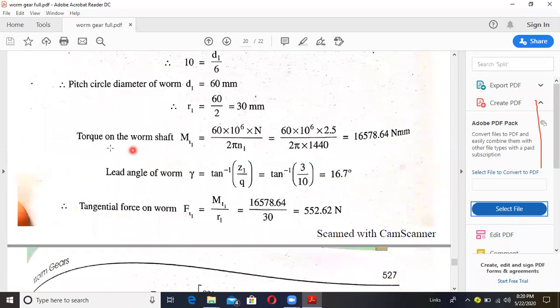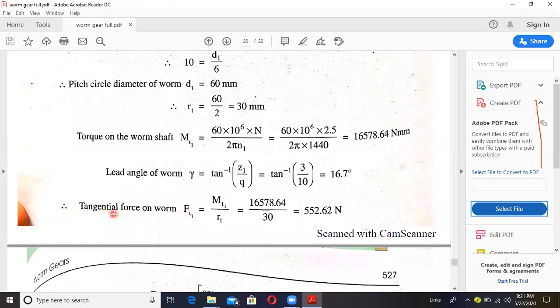Next, calculate the torque on the worm shaft. The formula to calculate torque Mt1 is equal to 60 into 10 to the power of 6 into N divided by 2 pi N1. So we'll get torque equal to 16578.64 Newton mm. Power is given, N1 we know, so we can calculate torque Mt1 on the worm. Since we are calculating torque on the worm, it is represented by Mt1. And calculate gamma, the lead angle, which is tan inverse of Z1 by q.